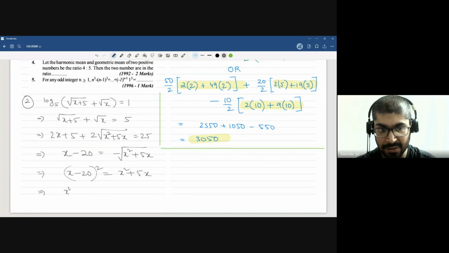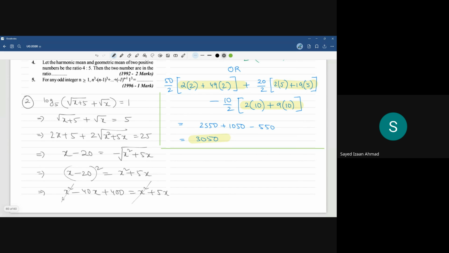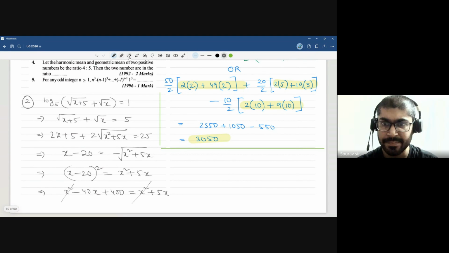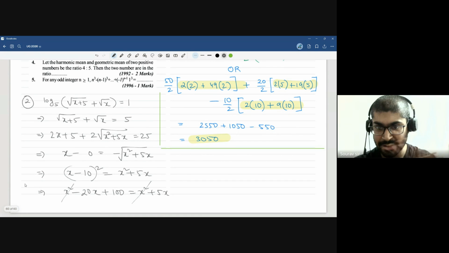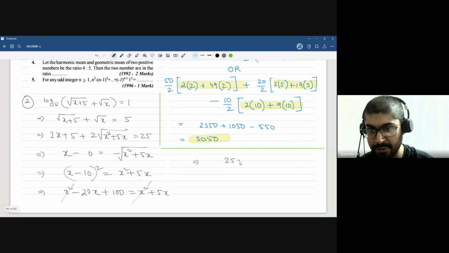You will get x square minus 40x plus 400 is equal to x square plus 5x. So this goes away, and you get, so 10, not 20, yeah, 10. Fine. So that will make this 20, and it will make this 100. So 20 and 100. So that should give you 25x equal to 100, which means x equal to 4.